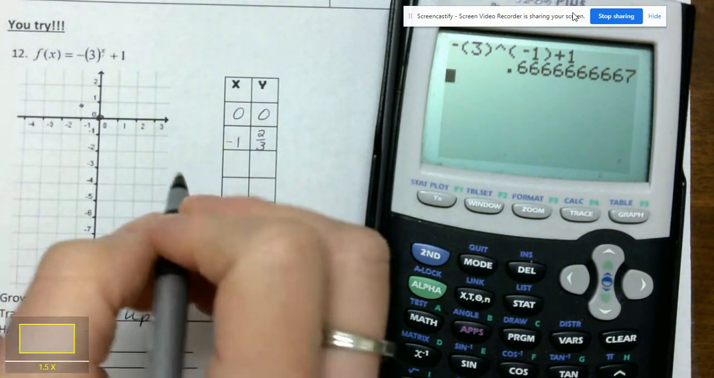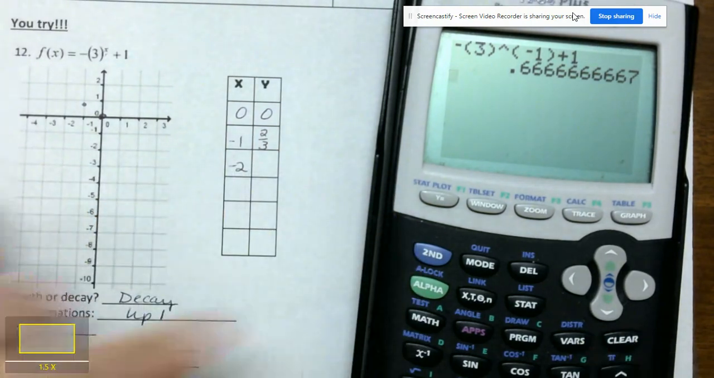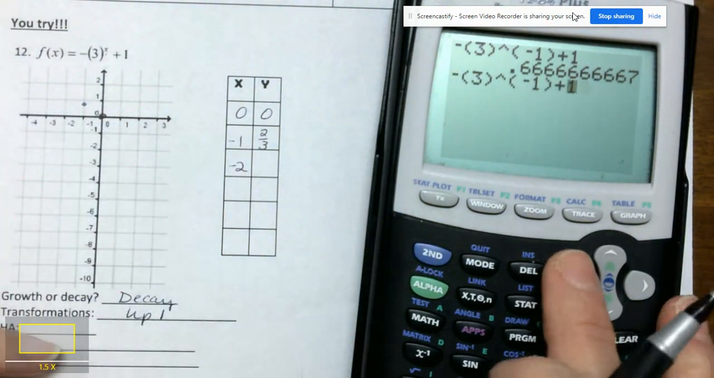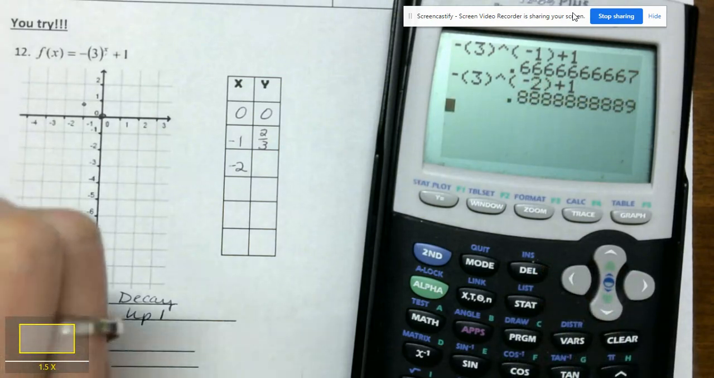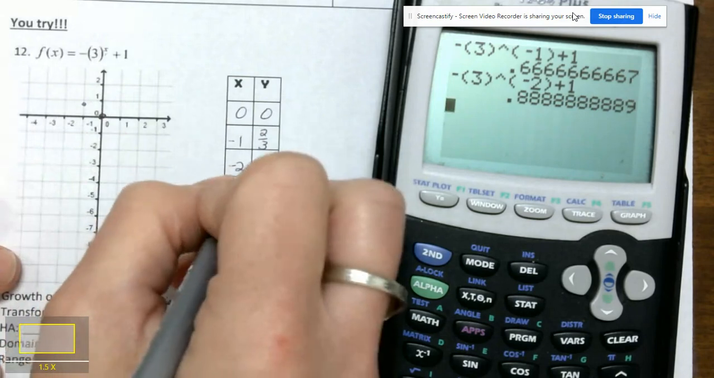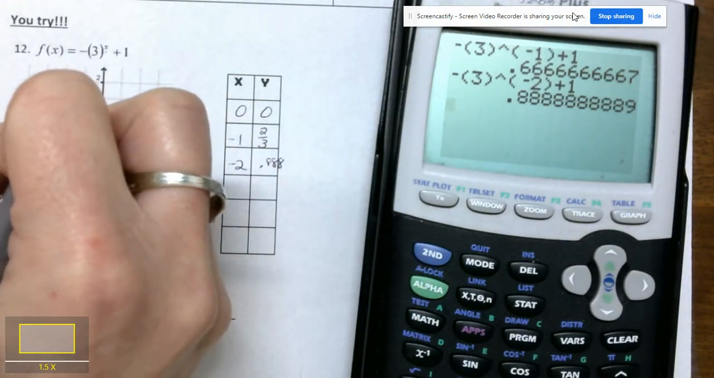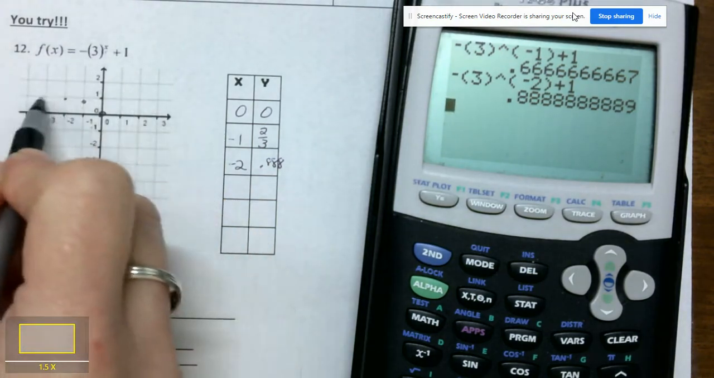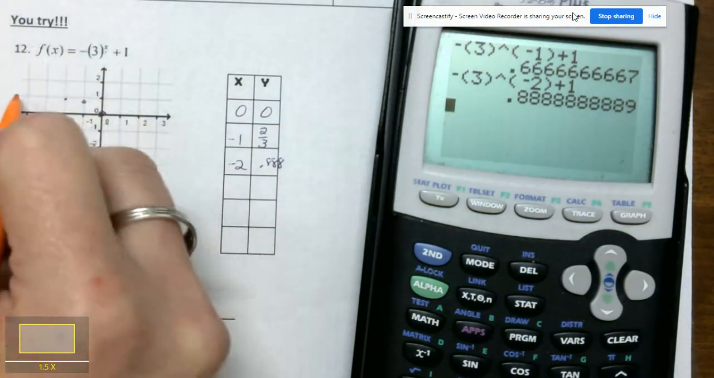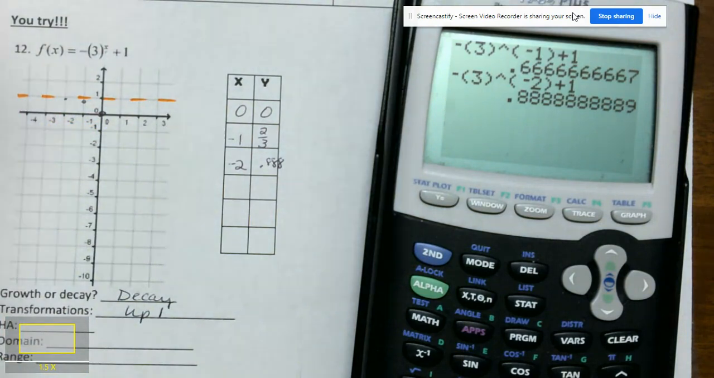Okay, what if I put in -2? Let's just see what we get. I can redo this and just change my input to a -2 here. I get 0.88888. So if I put in -2, we can tell that it's just slowly approaching that. So we're just going to get closer and closer to this line, it appears. So it appears that this is going to be our asymptote here because we're getting closer and closer to that.